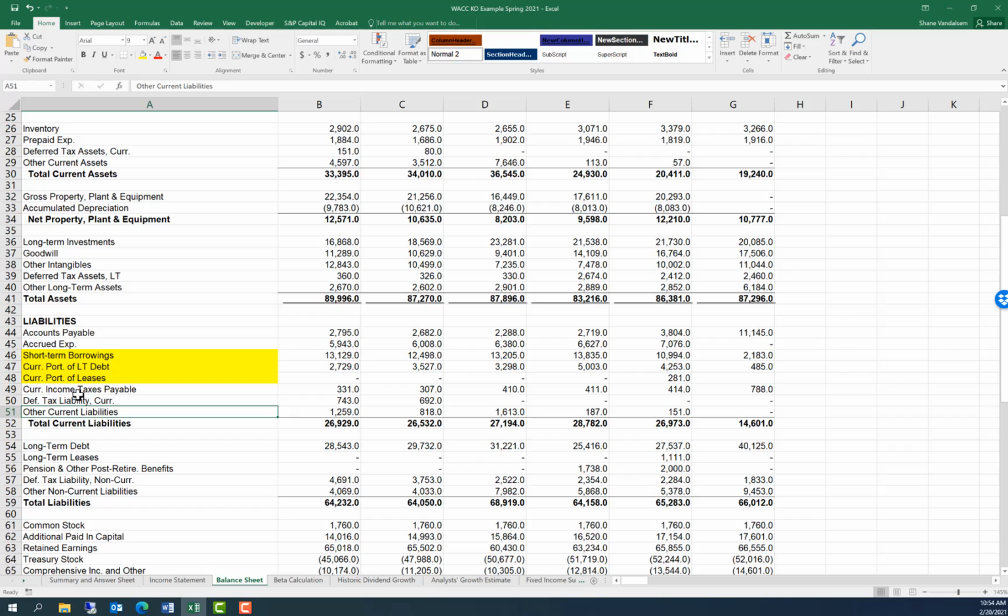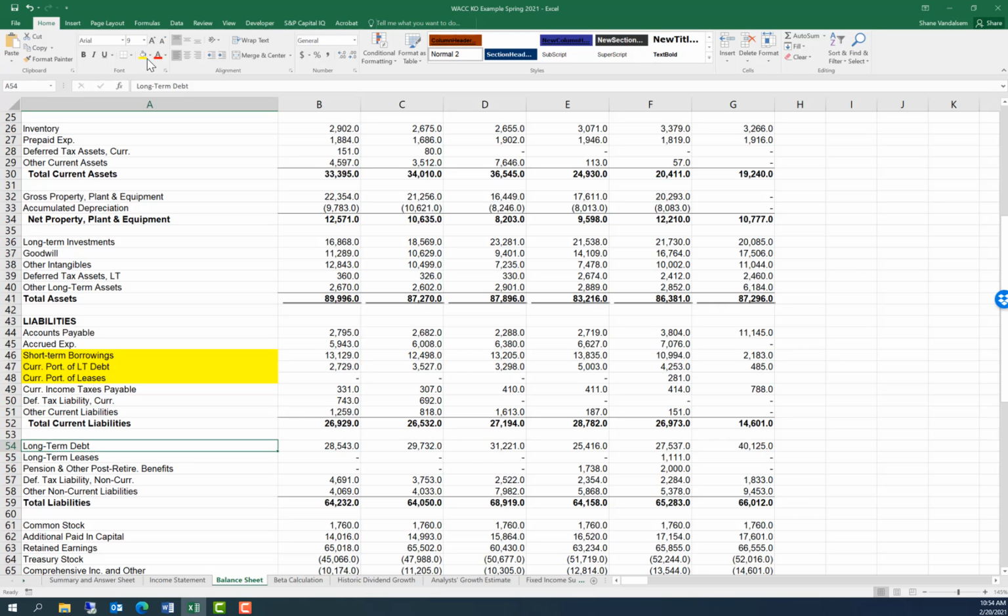The current income taxes payable, that's not an interest-bearing debt. It's a result of how they did their taxes. Deferred tax liability, again, that's a tax issue. And other current liabilities, well, they don't have any, so it's not something we need to worry about, but those typically are also not interest-bearing.